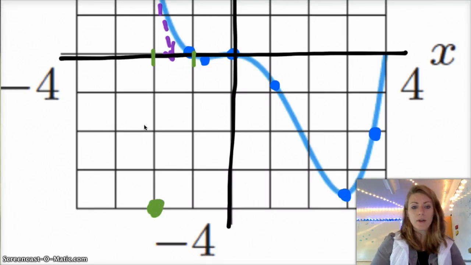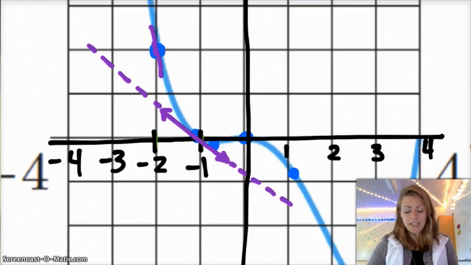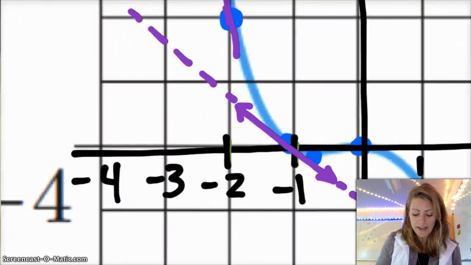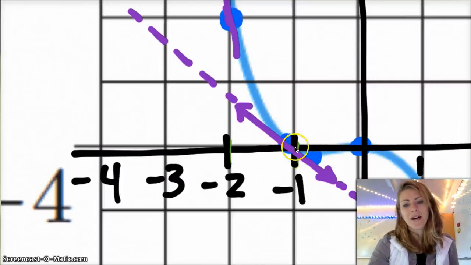Okay, then I'm going to repeat that again for this next point. So I draw in my next tangent line. So at x equals -1, this is approximately my tangent line here.